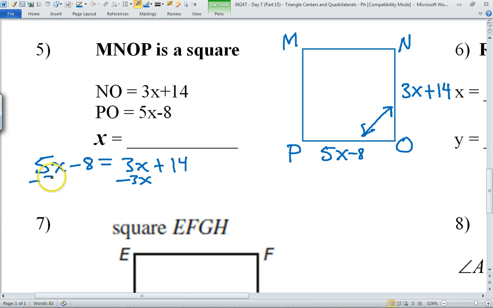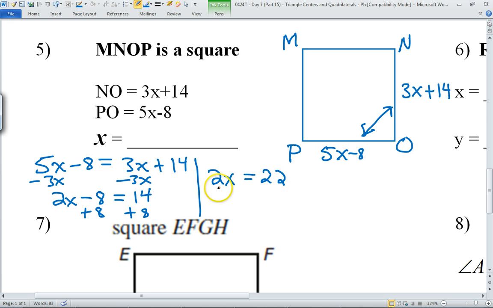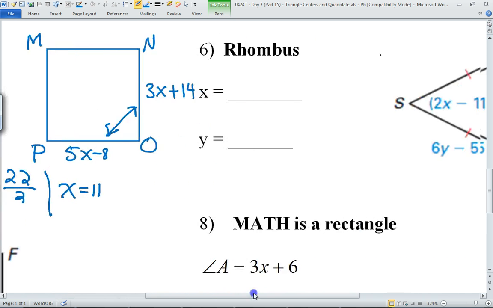Subtracting 3x from both sides gives me 2x minus 8 equals 14. Adding 8 to both sides gives me 2x equals 22. Dividing both sides by 2 gives me x equals 11. So that's number 5. Let's go take a look at number 6.